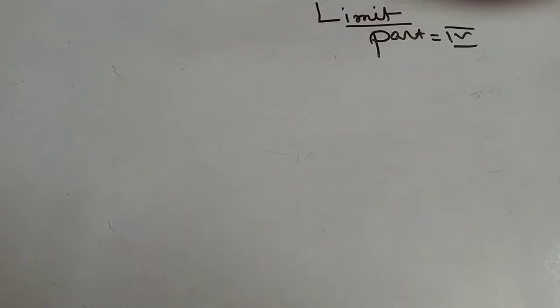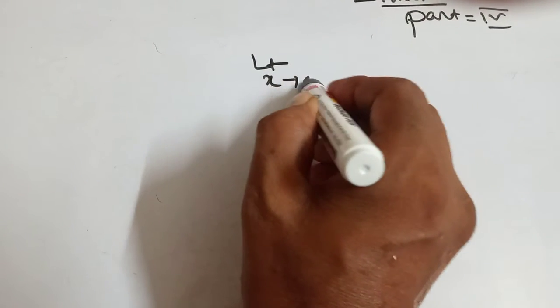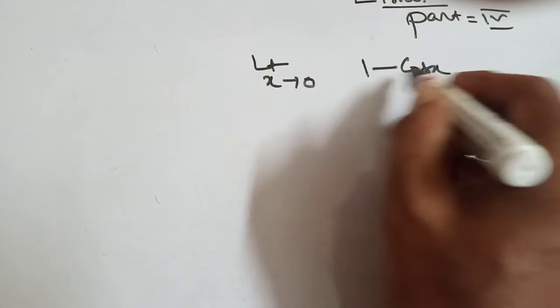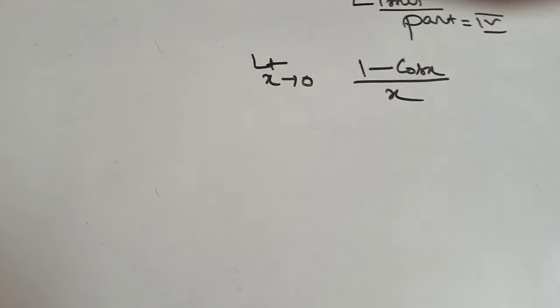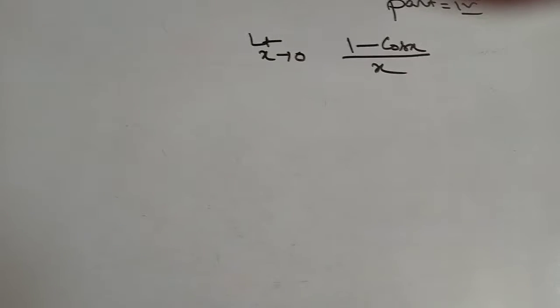Limit. Part 4. Limit x tends to 0, 1 minus cos x by x.